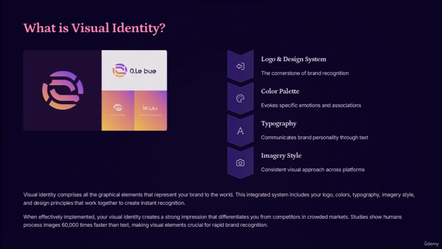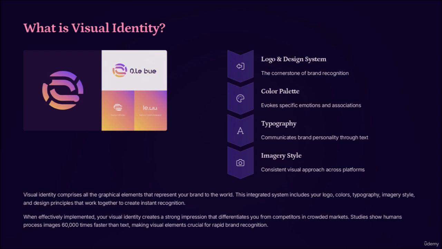What is visual identity? Logo and design system, the cornerstone of brand recognition. Color palette evokes specific emotions and associations. Typography communicates brand personality through text. Imagery style, consistent visual approach across platforms.